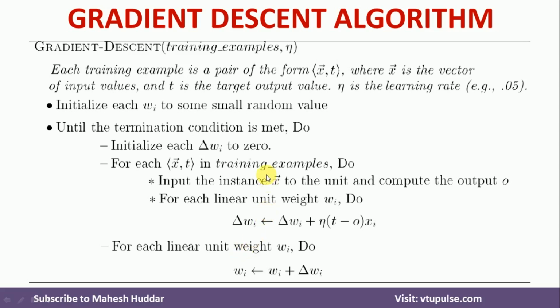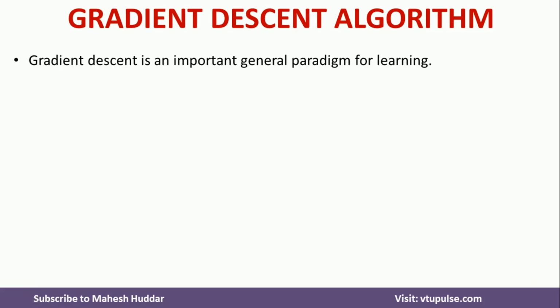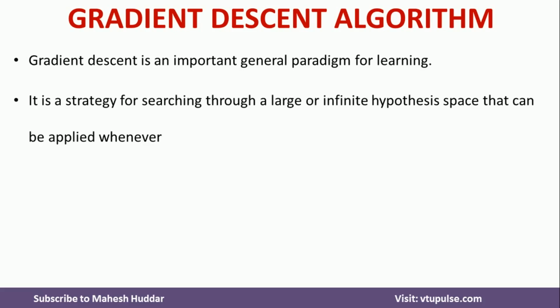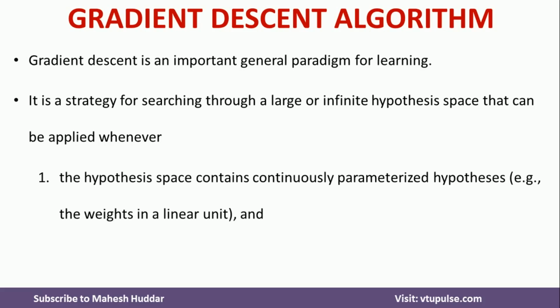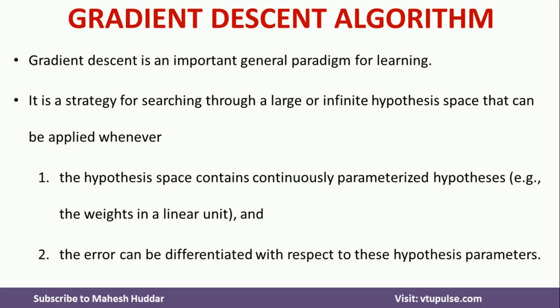Now we will try to understand where we can use the gradient descent algorithm. Gradient descent is an important general paradigm for learning different tasks. It is a strategy for searching through a large or infinite hypothesis space that can be applied whenever the hypothesis space contains continuously parameterized hypotheses, for example, the weights in a linear unit, and the error can be differentiated with respect to these hypothesis parameters.